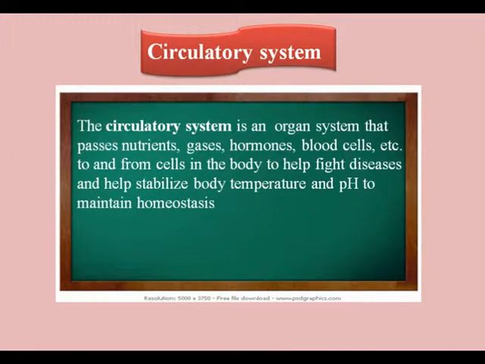That is homeostasis. So, the circulatory system is an organ system that passes nutrients such as amino acids, electrolytes, lymph, gases, hormones, blood cells, etc. to and from cells in the body to help fight diseases and help stabilize body temperature and pH to maintain homeostasis. So this is circulatory system.